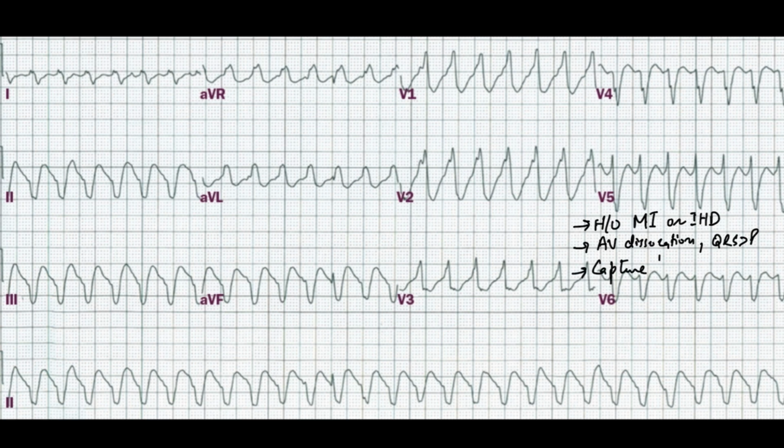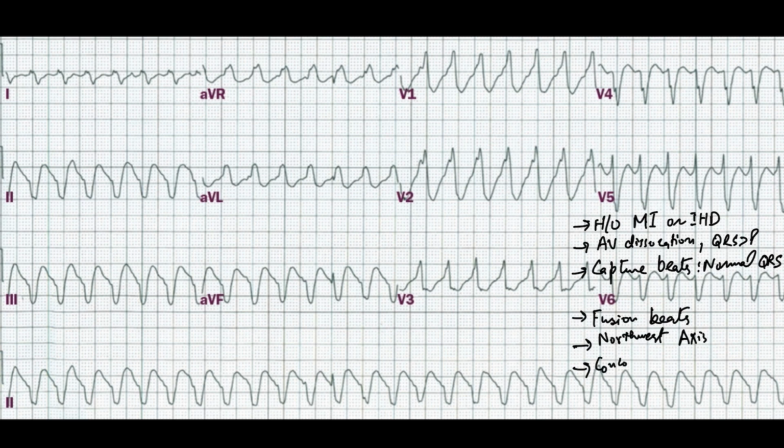Another feature is there will be capture beats, which are, for the sake of simplicity, normal QRS complexes in between broad QRS complexes. There can be fusion beats where the QRS has a morphology in between the capture beat and the broad QRS tachycardia. Northwest axis, meaning positive QRS in lead aVR and negative QRS complexes in limb leads, is also suggestive of VT.